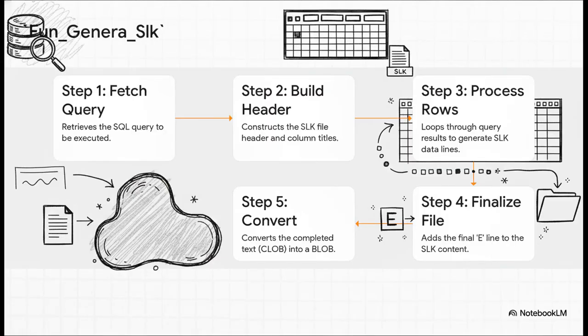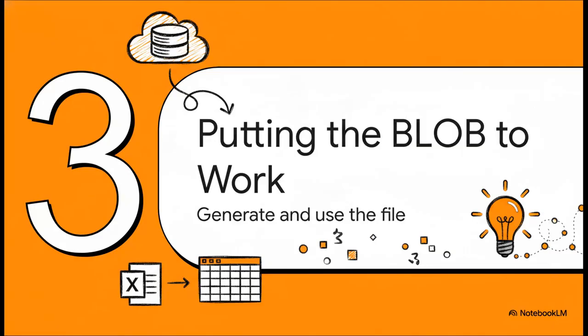The process inside is actually super logical. Step 1. The function grabs your SQL query. Then, it builds the file header and sticks your column titles in there. Next, it just loops through all your data row by row, formatting it for the SLK file. And finally, it wraps everything up and converts that text into our final blob. Simple as that.